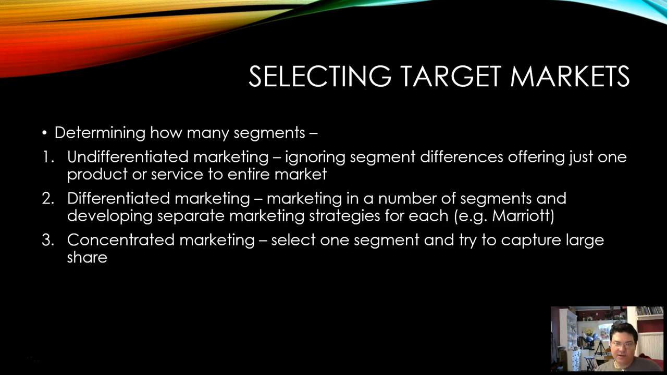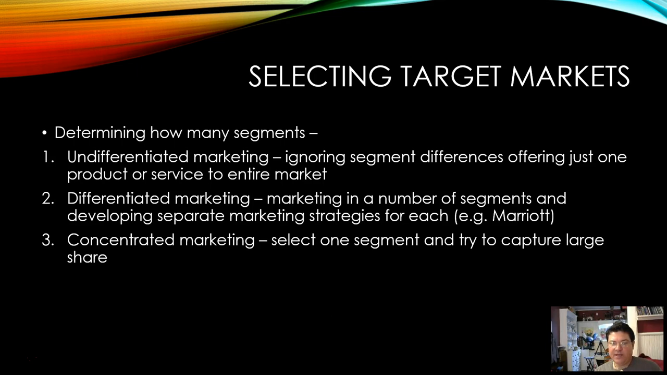So in selecting target markets, we have to determine how many segments we want to appeal to. And that depends on whether or not you have an undifferentiated market, which is ignoring segment differences and offering just one product or service to the entire market. In a highly differentiated world, we find very few of these, but there are still some businesses that have a single product offering. If you think about things like wire clothes hangers that are staples of dry cleaning, that's ignoring all different segments, just selling to every dry cleaner out there who then uses the hangers for their customers.